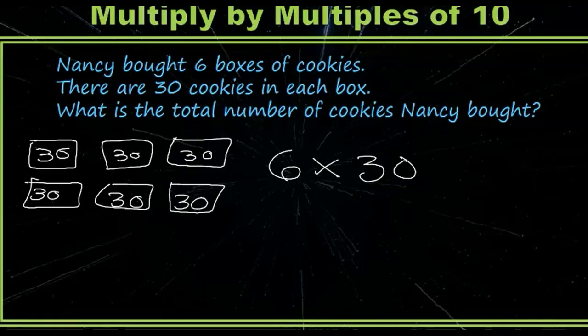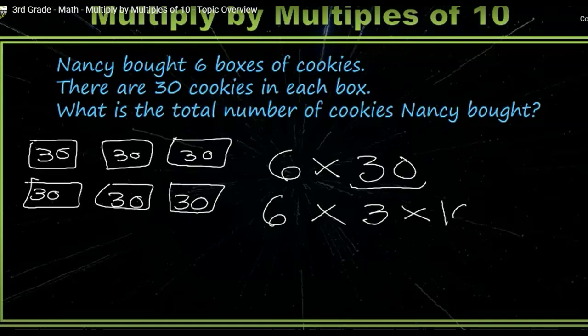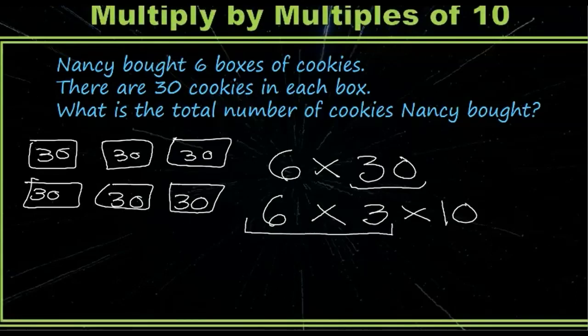Now maybe we don't know how to do 6 times 30, but we do know that 30 is 3 groups of 10, and we can rewrite this as 3 times 10. Now maybe we can work with this fact that we do know, and we'll deal with this in one moment. So 6 times 3 is 18, and now we're just left with multiplying by 10.